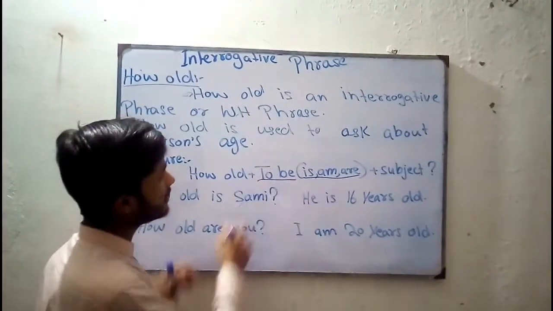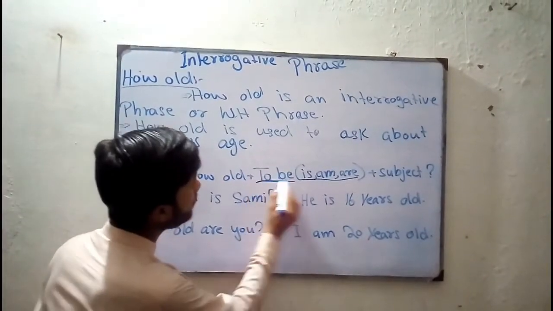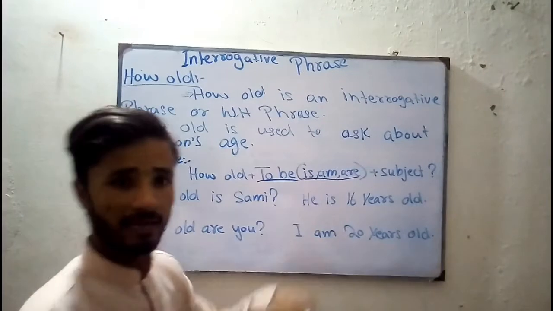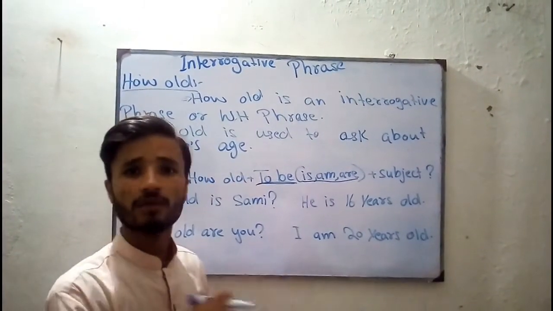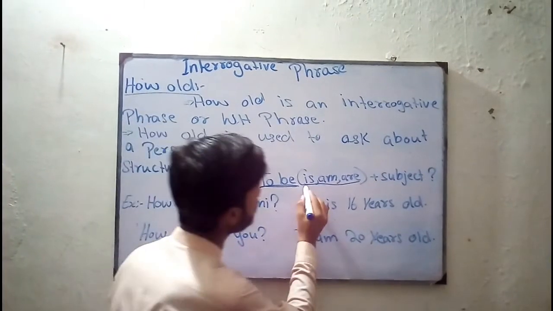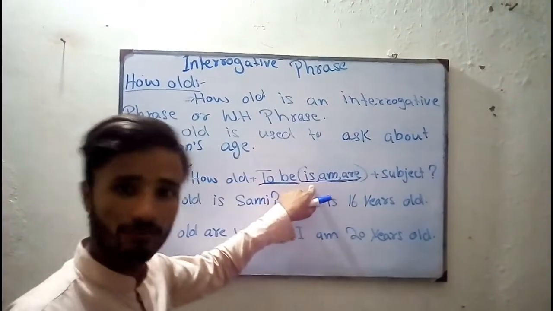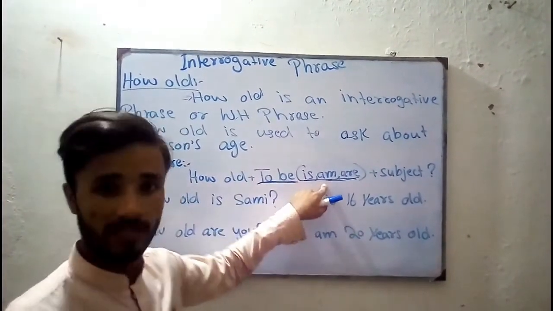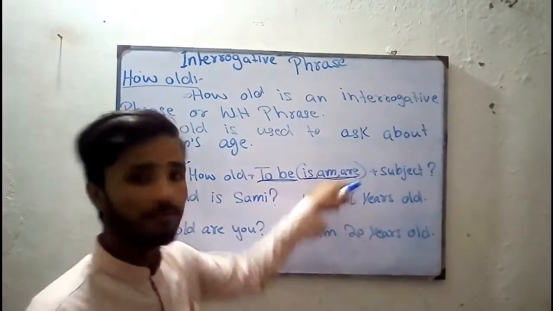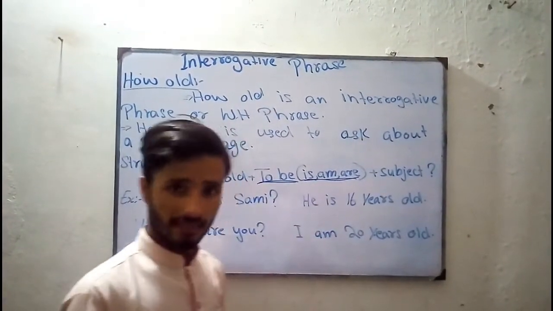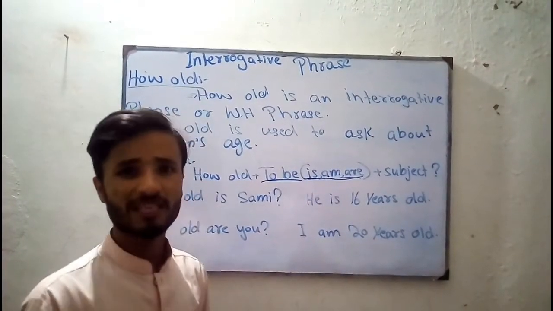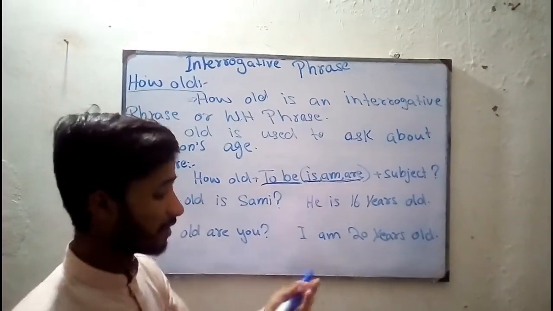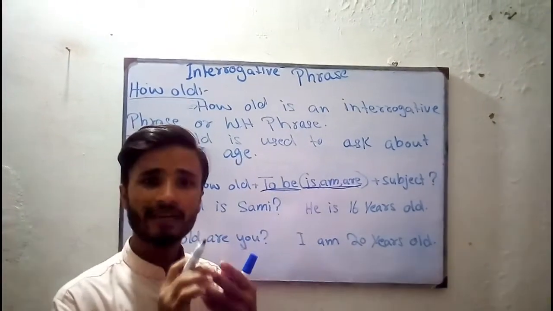See the structure. How old plus to be. To be means SMR, right? SMR in present; was, were in past. But here we are talking about present, so that's why we have to use SMR. S we use with singular subjects, M we use with only I, and R we use with plural subjects. Is this clear? Now what is a singular subject? He, she, it, and a singular name.